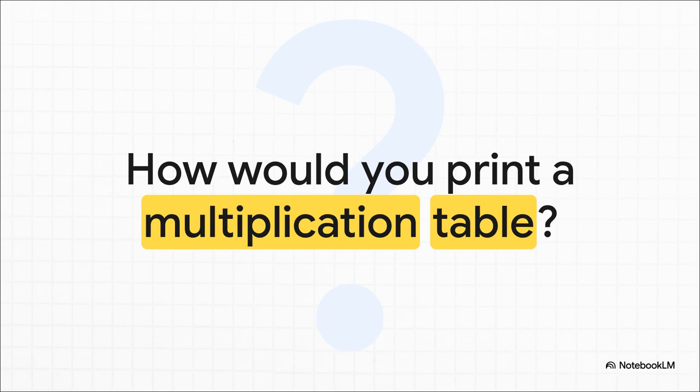All right, your turn. Quick challenge for you. You have that same row and column logic we just used. How would you adapt it so that instead of just printing a star, it prints the result of the row number multiplied by the column number to make a full-on multiplication table?